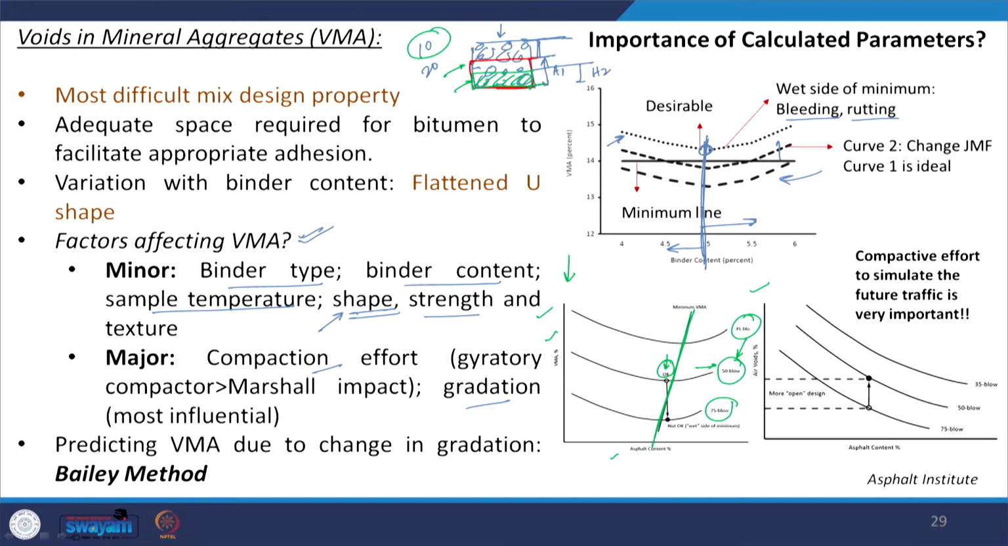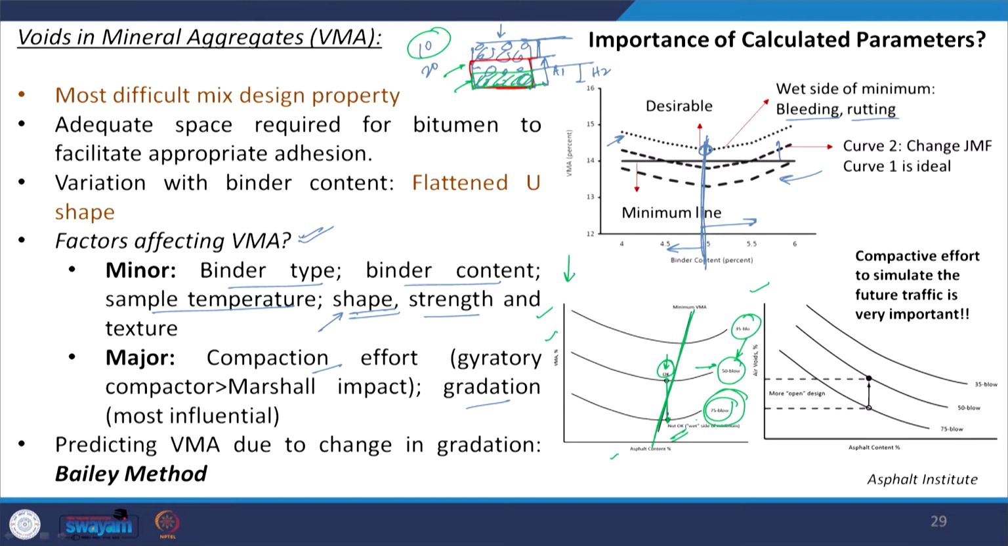But say that our traffic calculation was not correct, and the actual traffic becomes very high. Though we designed with respect to the second curve, we are actually on the first curve, because now my actual traffic corresponds to 75 blows. And here you see that we are on the wet side of the minimum. So, what will happen to this mixture in the field? This will lead to the occurrence of bleeding and rutting.